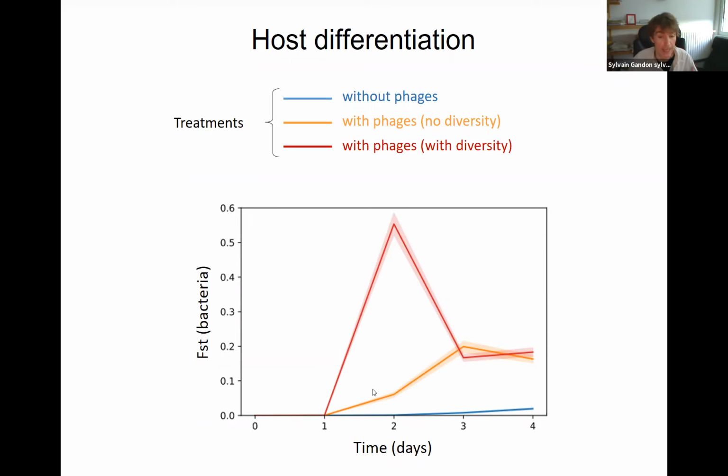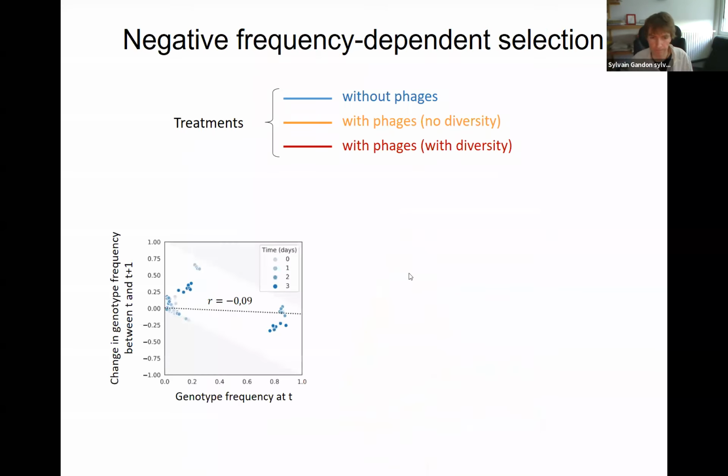And what's going on here is that the phage has a drastic impact on the bacteria. So the bacterial population is dropping to a very low level. And by day 2, there is acquisition of new spacers. And each replicate is acquiring new spacers. So that's why there is a massive amount of differentiation here. So of course, here, what is driving this differentiation is phage.